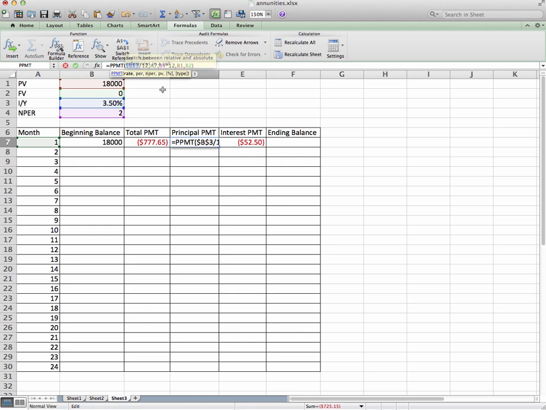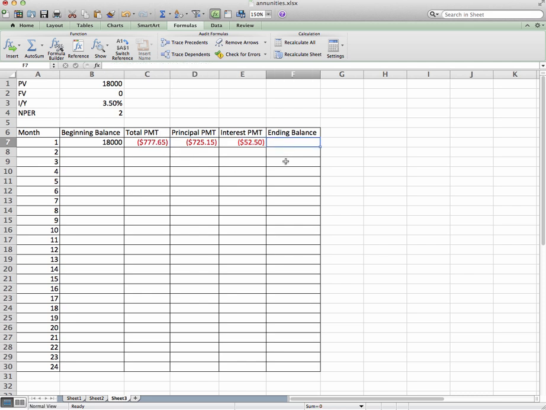My rate stays the same. A7, my month is in flux, so don't make that a reference cell. Number of periods is gonna stay the same. My present value will stay the same, and my future value will stay the same. All right. Now, let's double check our work. If I highlight these two cells, my principal and interest should equal total payment. Go down to the bottom and see the sum here, $777.65. We have a winner.